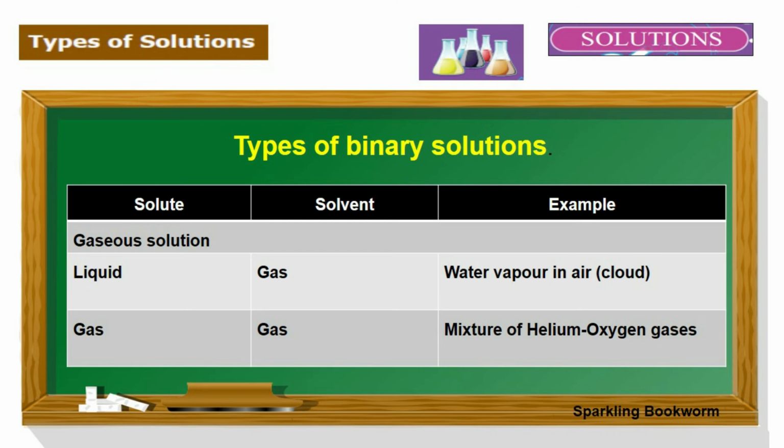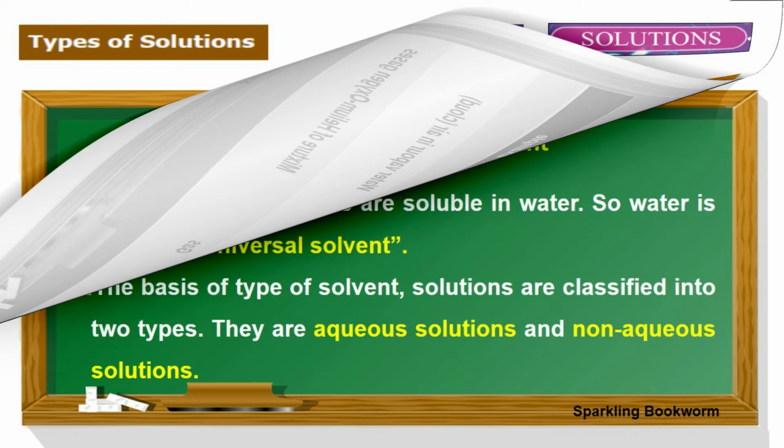Gaseous solution. Liquid is solute, gas is solvent. Example, water vapor and air. Gas is solute, gas is solvent. Example, mixture of helium and oxygen gases.